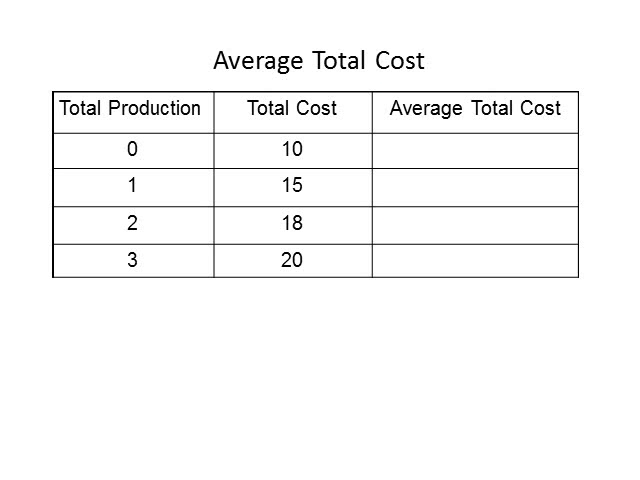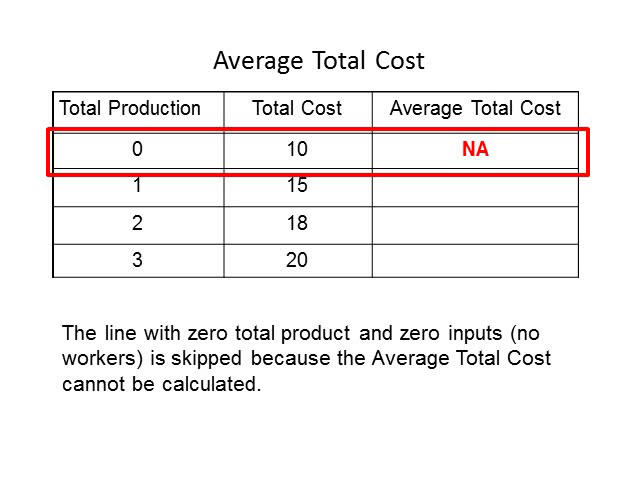Let's look at how to calculate the average total cost per printer. The average total cost cannot be calculated for the first row because the total amount of production is 0, and dividing any number by 0 is undefined. As a result, enter NA or a dash in the first row of numbers for the average total cost. Let's move on to the next row where the firm produces 1 printer.